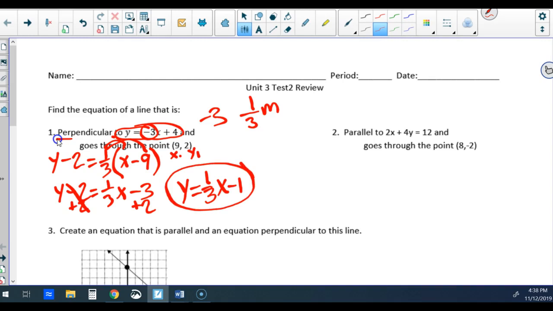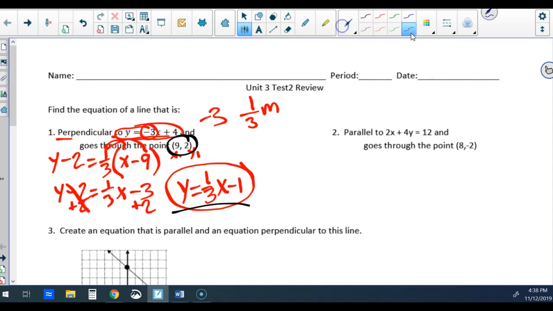If I were on the test here, I would go to Desmos. I would graph y equals 1/3 x minus 1 to make sure it is perpendicular to the original line. I'd graph the original line too to see them together. And I would even graph (9, 2), make sure it goes through there.